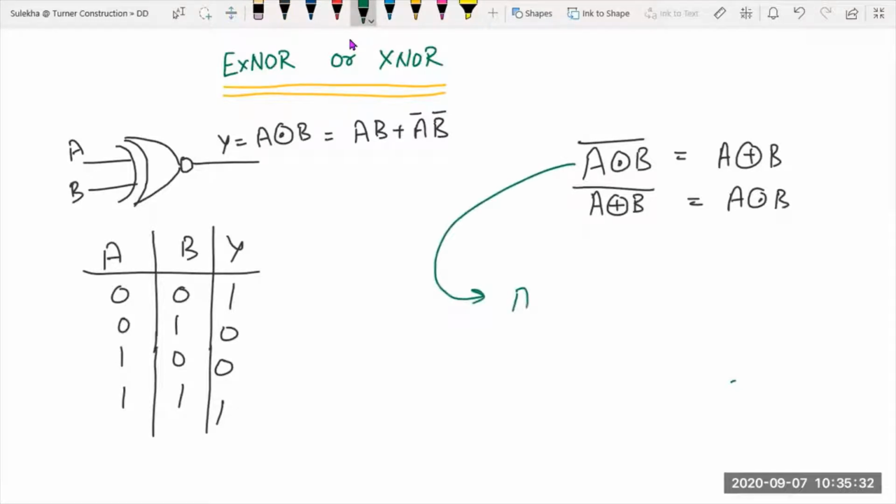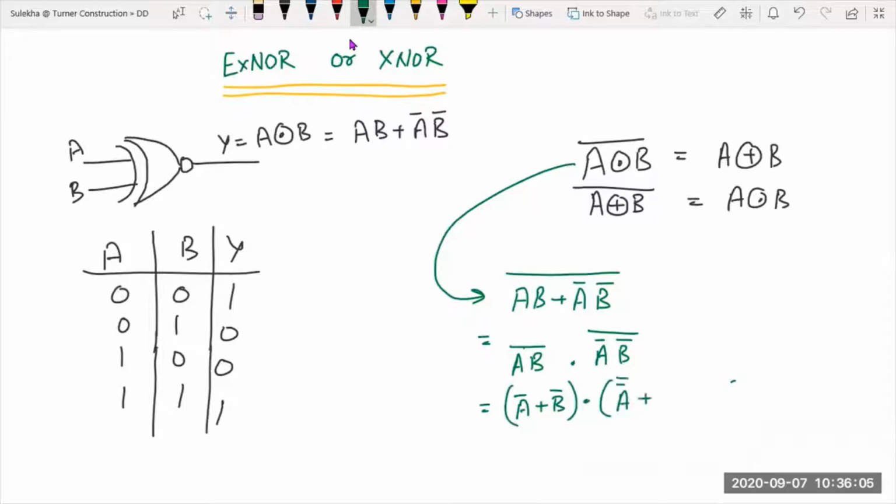If you want to prove this, you need to write (A XNOR B) whole bar. A XNOR B whole bar is nothing but (AB plus A bar B bar) whole bar. When you break this bar into its two components, this will be (AB) bar dot (A bar B bar) bar. If you break this bar also, by De Morgan's theorem you get (A bar plus B bar) dot (A bar bar plus B bar bar). And if you write A bar bar equal to A, this becomes (A bar plus B bar) dot (A plus B).